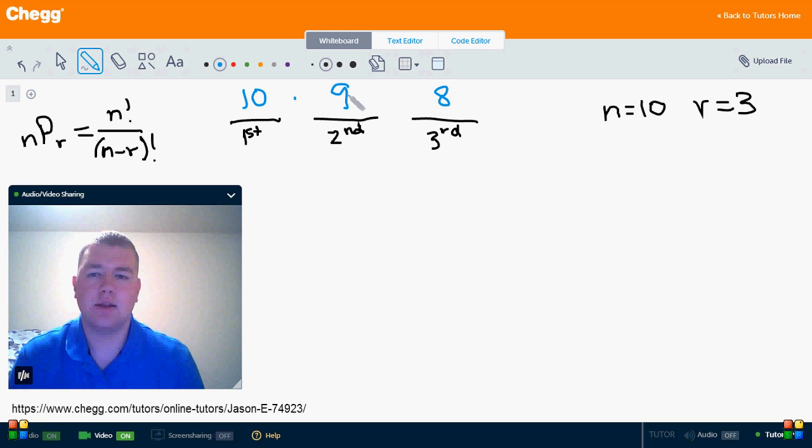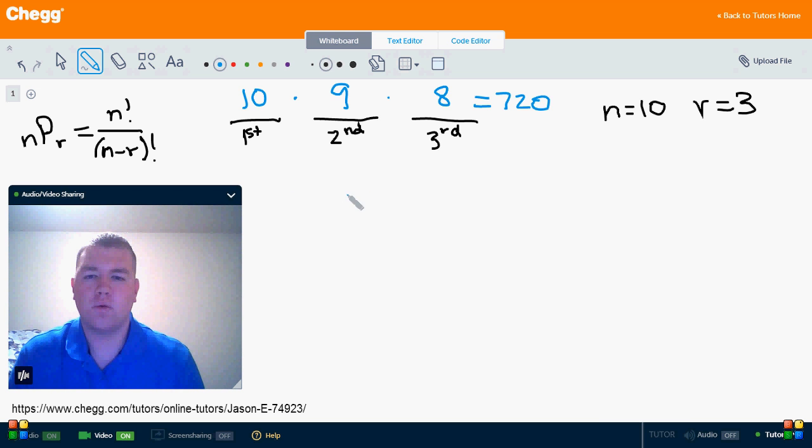Now to find the answer to this problem of the permutations, we're going to multiply these together, which is going to give us 10 times 9 is 90, times 8 is 720. So there are 720 permutations for how to select 3 winners out of 10 contestants. Now I need to show you how to use this equation. This is a valid answer, but it doesn't exactly show you how to use this.